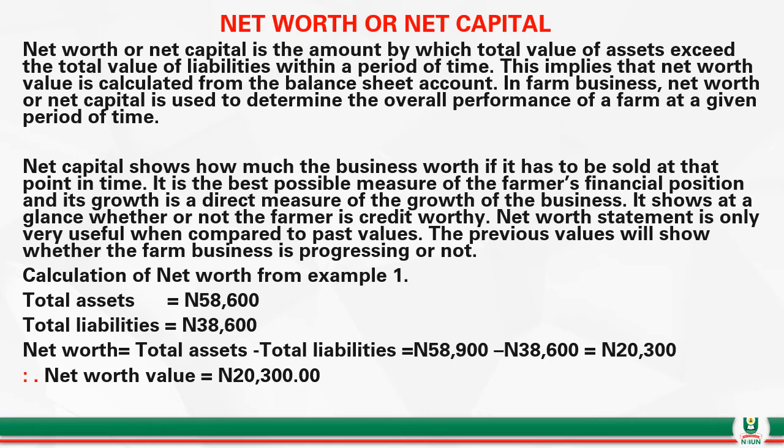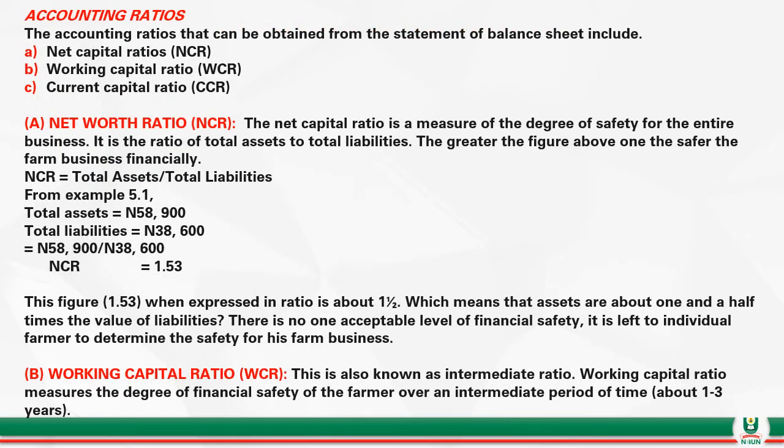So the calculation of net worth from example 1 gives us the example we have just carried out. The total assets is equal to 58,900 Naira. The total liability gives us 38,600 Naira. So the net worth is equal to total assets minus liability. We have already calculated this, which gives us the sum of 20,300 Naira.